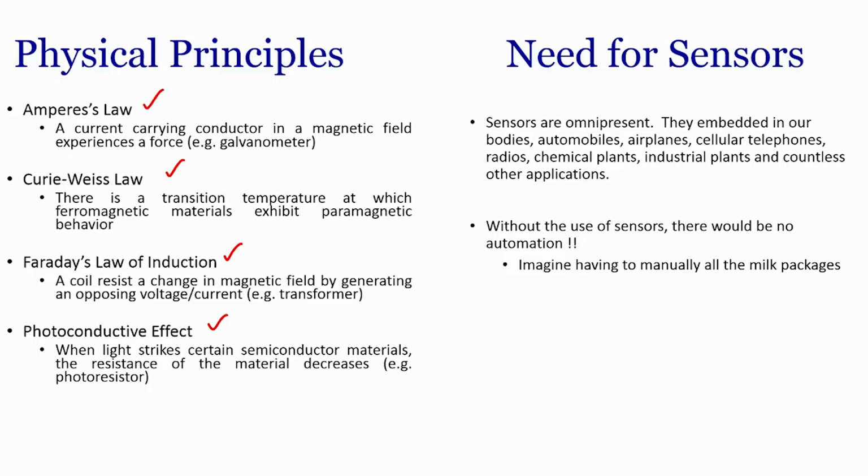Now, when you talk about the need for sensors, what is the need? Sensors are omnipresent, they are embedded in our bodies, automobiles, aeroplanes, cellular telephones, radios, chemical plants, industry plants and countless other applications. I told you sensors are everywhere. Your body is full of sensors, right. I will just give you a few examples. We have a temperature sensor, we have an optical sensor, we have a touch sensor, we have a force sensor, we have tactile feedback, right. And then we have an acoustic sensor, we have a transducer, right.